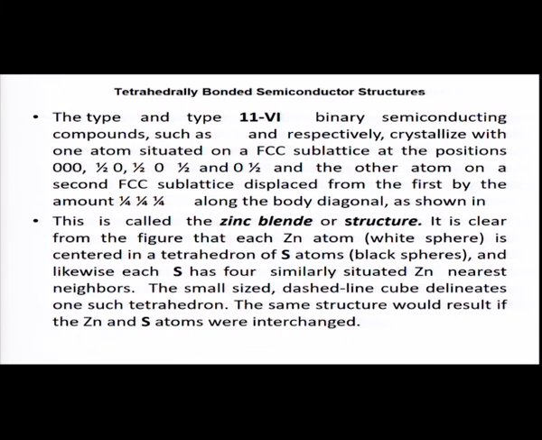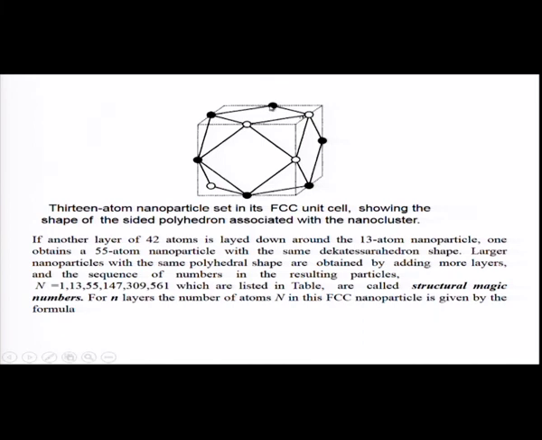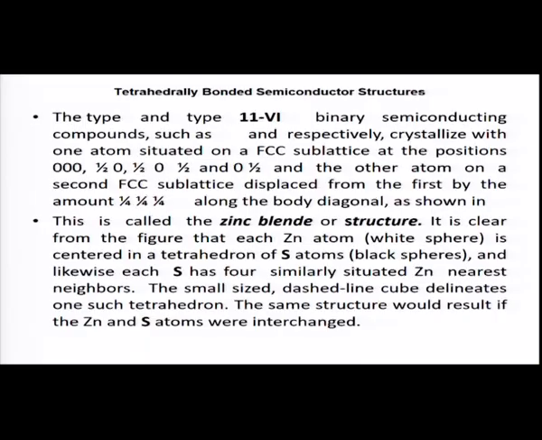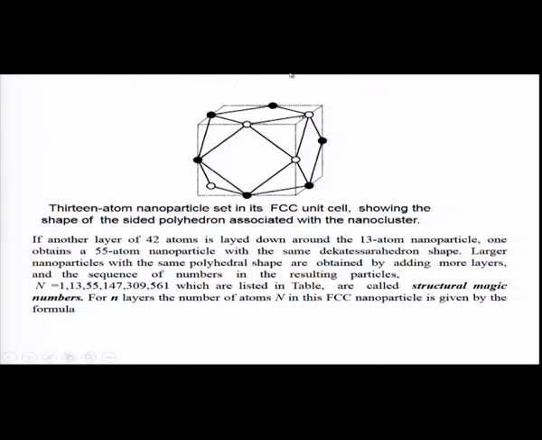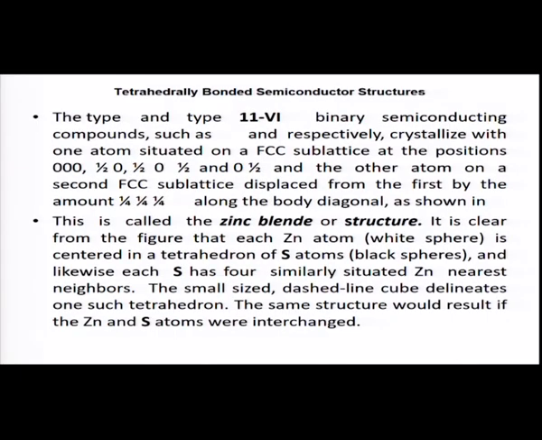When you look at this figure, each zinc atom is centered in a tetrahedron of S atoms, which are denoted by the black spheres. Likewise, each S has 4 similarly situated zinc nearest neighbors. When you look at this diagram, there are 4 neighbors, 1, 2, 3 and 4. The small dashed line cube delineates one such tetrahedron.